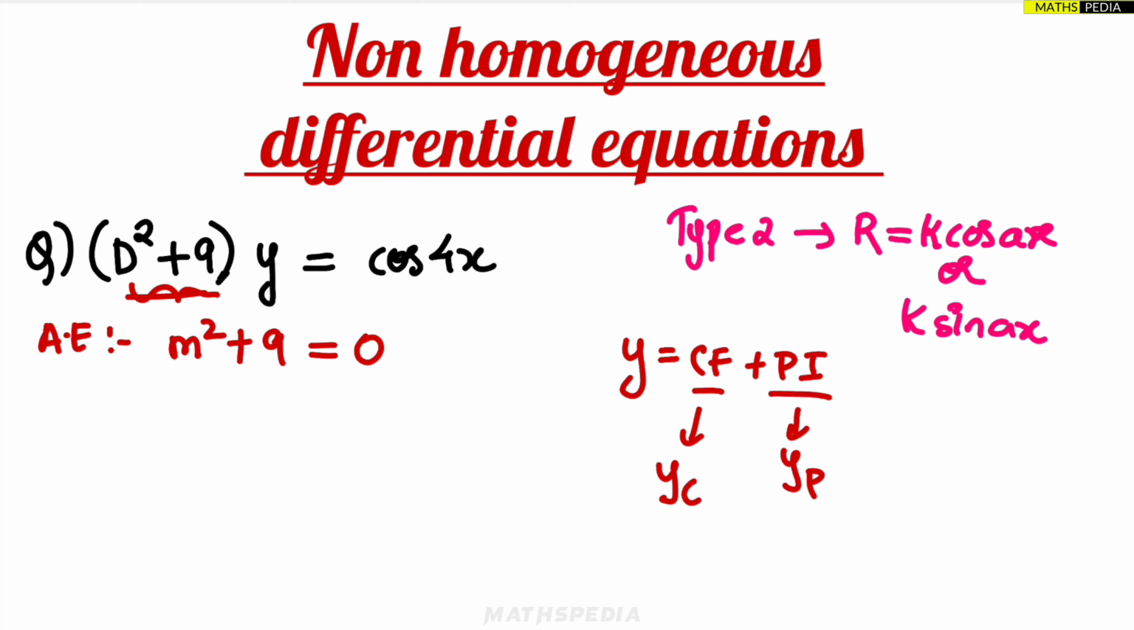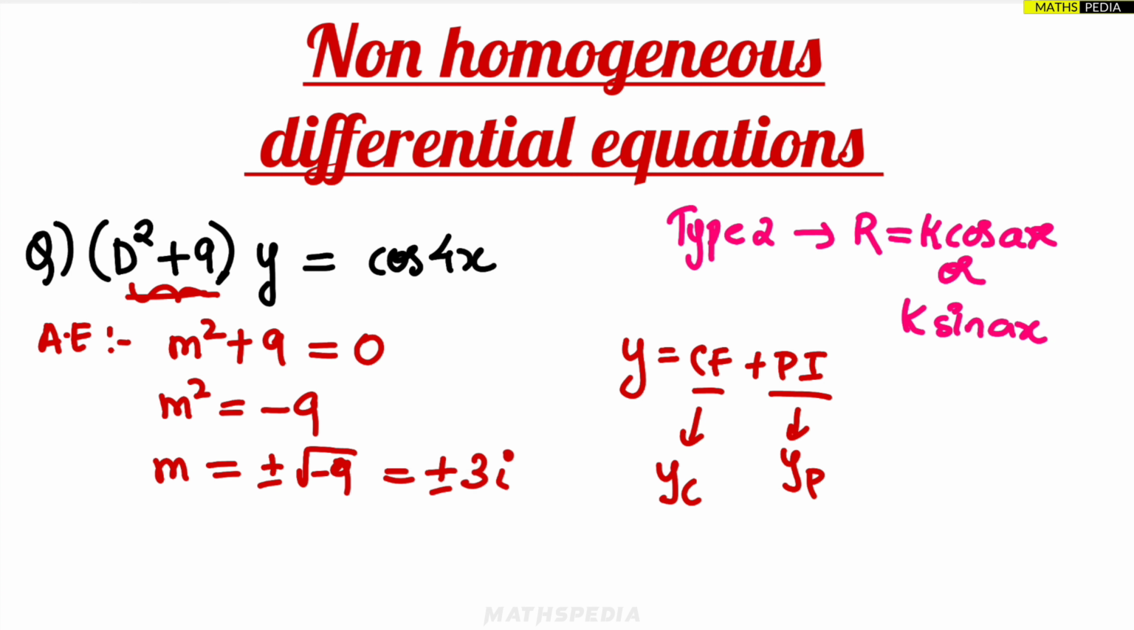How to get the value of m? m square is equal to minus 9, shifting the 9 to that side. So m will be equal to plus or minus square root of minus 9. You have to understand this answer will be plus or minus 3i. Very important, it is not 3, because the square root of minus 1 is i. You have to understand that.